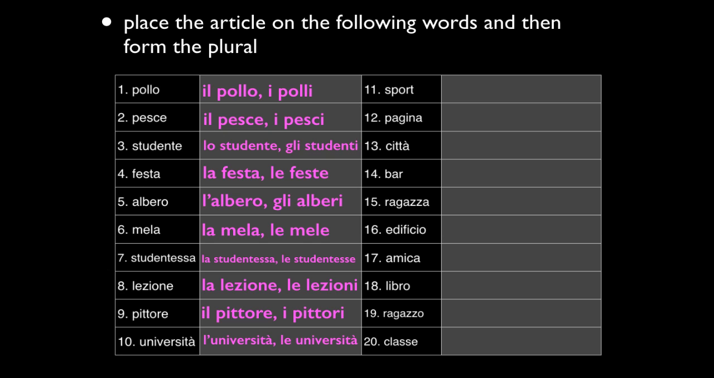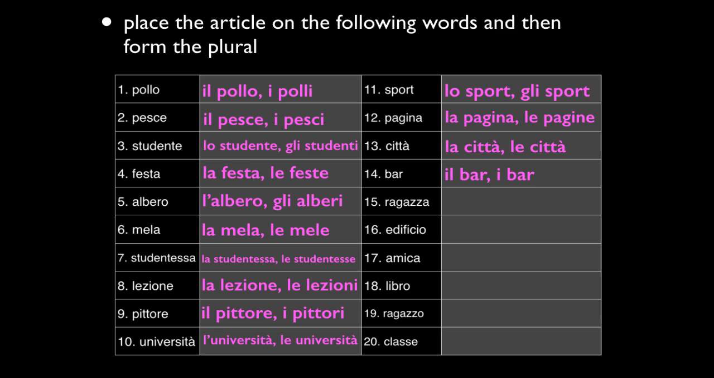10, università is l'università and le università. 11, foreign import word with S plus consonant, that's lo sport and gli sport, often masculine. Pagina, la pagina, le pagine. 13, città, la città, le città. So just like same rule for università. 14 is bar, another import, so il bar and i bar. And you find those every 100 yards in Italy, where you get your coffee.